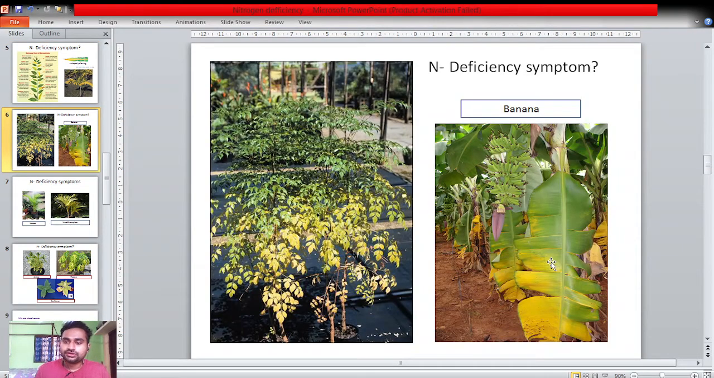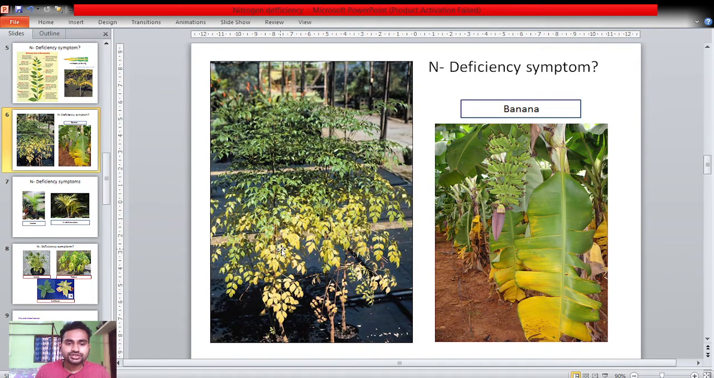And we'll see some other deficiency, like in the case of banana, you can see how the deficiency symptom is coming. Almost like in the case of all plants, the symptoms are similar. It starts from the base and goes towards the top of the plant. In severe deficiency, almost the whole plant gets yellow except the apical part or the topmost leaves, and the leaves are falling, that means there is drooping of the leaves, that means there is senescence.